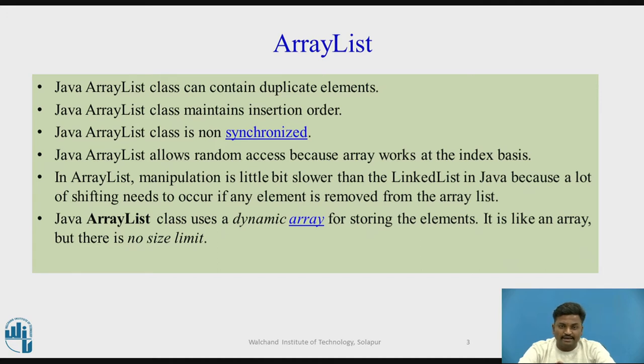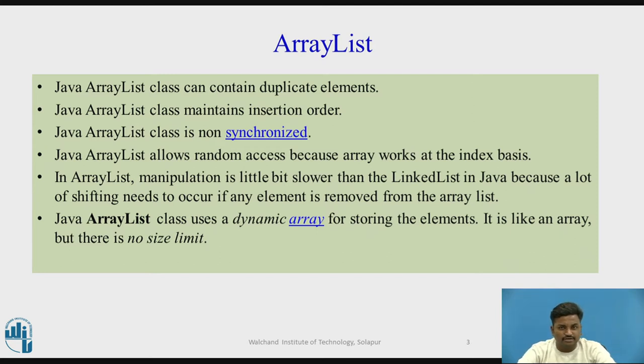Now, coming to the description of ArrayList, these are some of the important points that need to be noted. First, ArrayList can contain duplicate elements. Duplicate elements in ArrayList are allowed. Let's say you are entering Sachin twice into an ArrayList, it's allowed. And it can maintain the insertion order. First you have entered Sachin, then you have entered Rahul. So first Sachin will be stored, then Rahul will be stored.